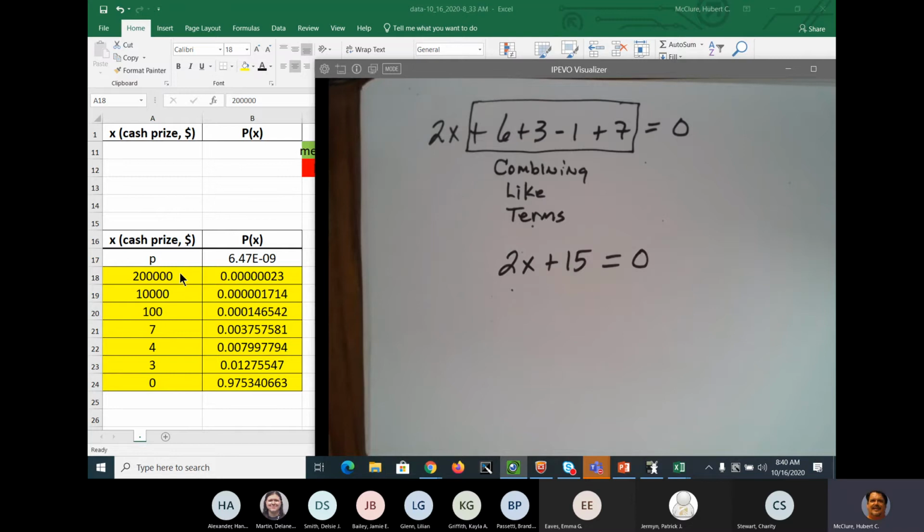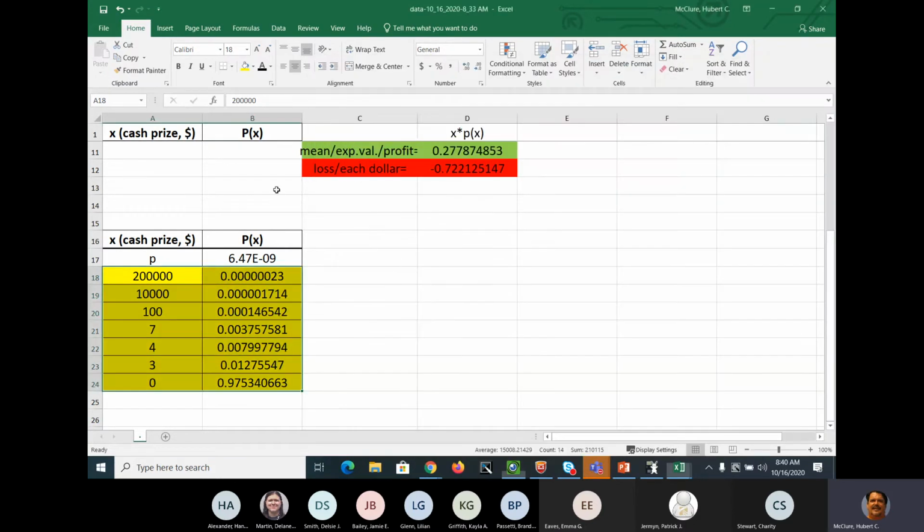Yeah, pretty much, Hubert. So I'm going to do just like I've done before, multiply this times this. But down here, I'm going to make this one number by finding the mean of all of these. And that's what I'm going to do right here. So I'm going to go over here and go x times p of x.